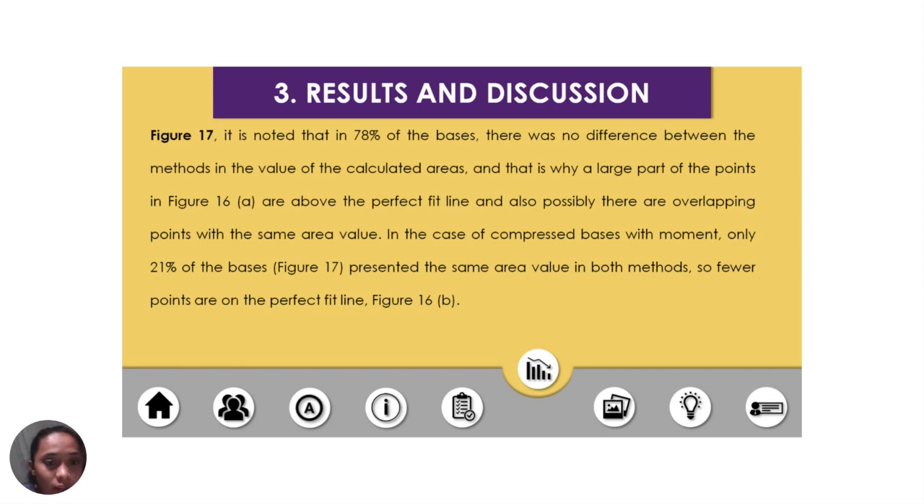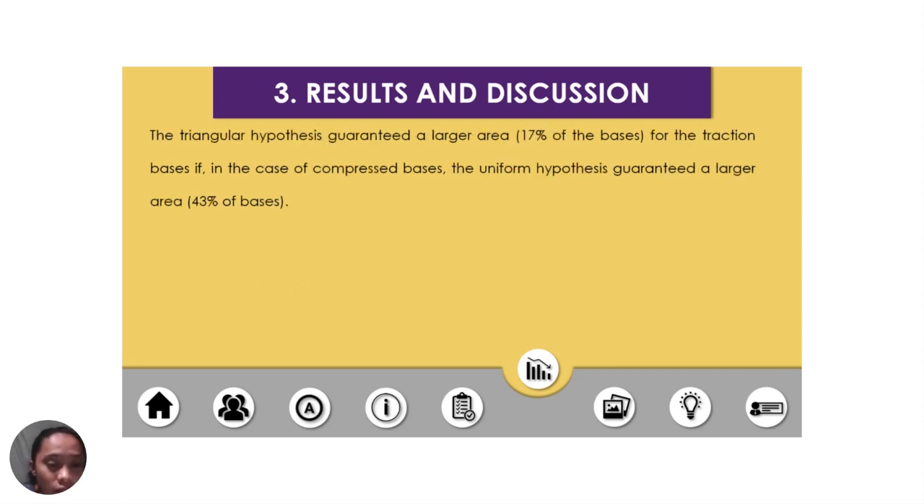So figure 16 and figure 17b are connected. In figure 17, the triangular hypothesis guaranteed a larger area in 17% of the bases with tension. In the case of compressed bases, the uniform hypothesis guaranteed a larger area, which is 42% of the bases.